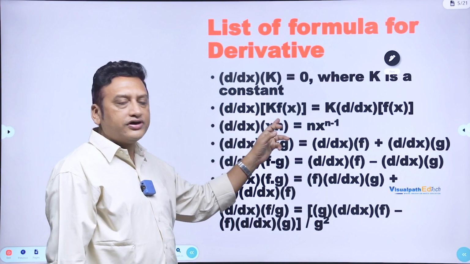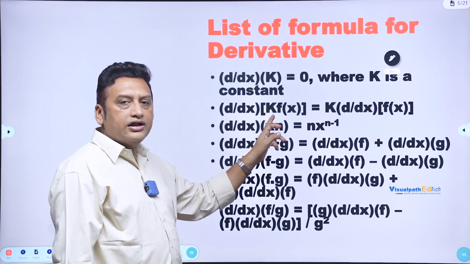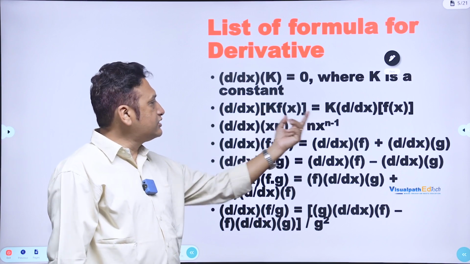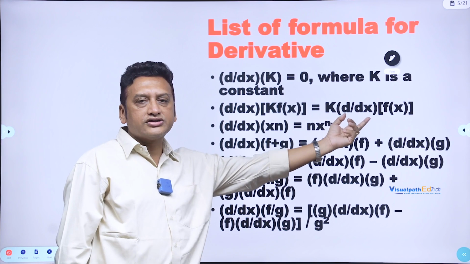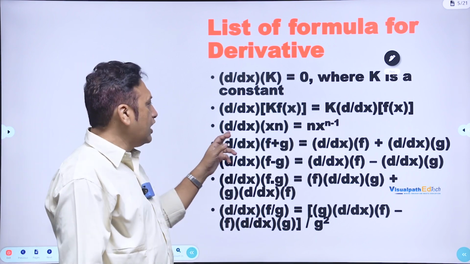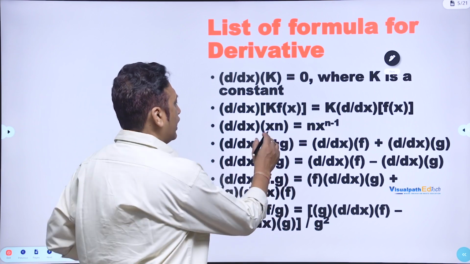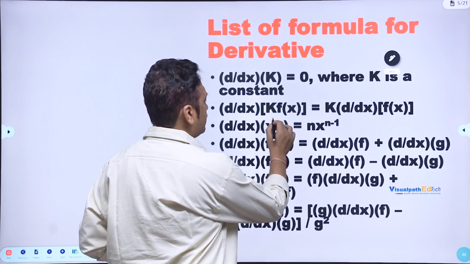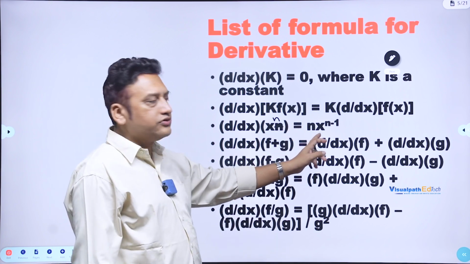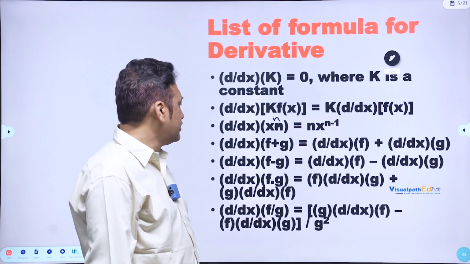d/dx of k into f(x), k is a constant, but it is the coefficient. So the coefficient goes outside d/dx. d/dx is only attached to f(x), because the function has got the variable. Then we have d/dx of x to the power n, can be written as n into x to the power n minus 1.